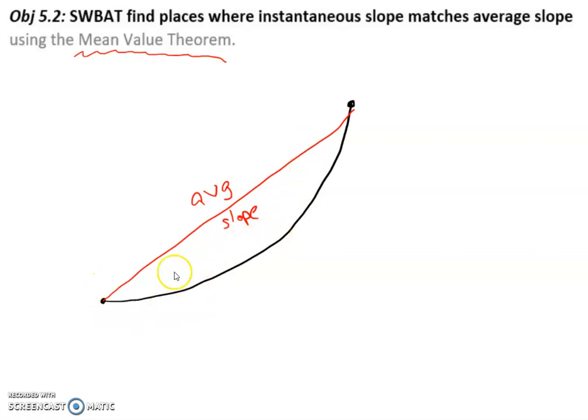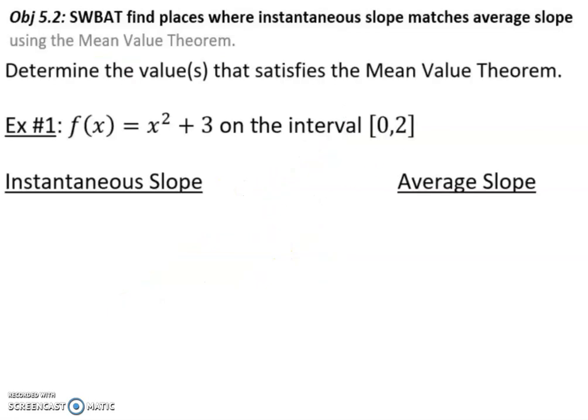If the function is closed and continuous and differentiable, there must be some point that has the exact same slope, which is the instantaneous slope, between these two endpoints. So our goal today is going to be to find that point for which the instantaneous slope matches the average slope. In the first example here, we have the function x squared plus 3, and the interval is 0 to 2. So the instantaneous slope is easy.